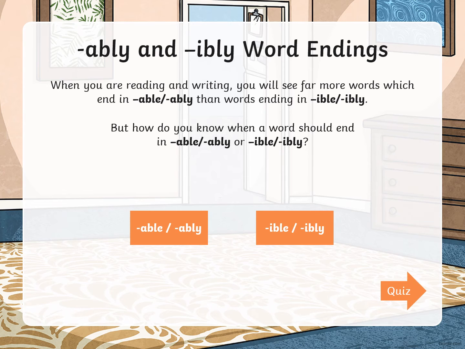Looking at these word endings, when you're reading and writing, you will see far more words which end in able or ably than words that end in ible or ibly. But how do you know when a word should end in either of these? Just before we start, if you're in class, you could pause and discuss with Miss Slater or Miss Richardson. Or if you're at home, think, are there any rules you can think of before we learn? Think about different words, list them down, and see if you can see any patterns. Is there a pattern? How do we know which ending we should use?